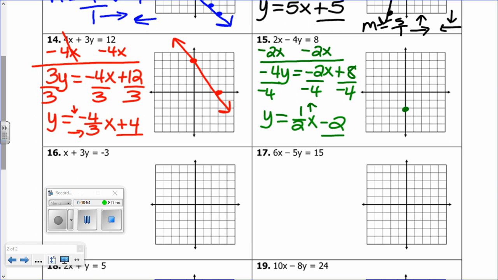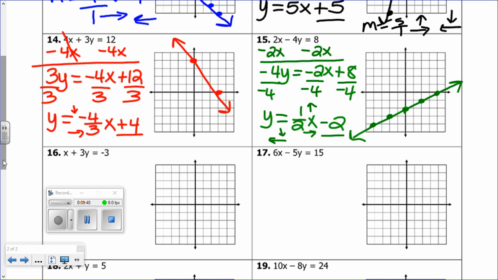So that's telling me to go up 1, right 2. So I'm going to do that. Up 1, right 2. Do it again. Up 1, right 2. I don't have any more space to do it again in that direction, so I'm going to do it again, but now I'm going to go down 1, left 2. And there we go. And you see how the points just continuously line up? So down 1, left 2. That's all I can fit in this space, so then I draw a line to connect. And so now we have the graph of the equation 2x minus 4y equals 8, which is y is equal to 1/2 x minus 2.